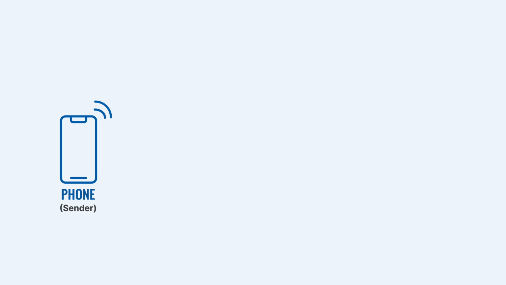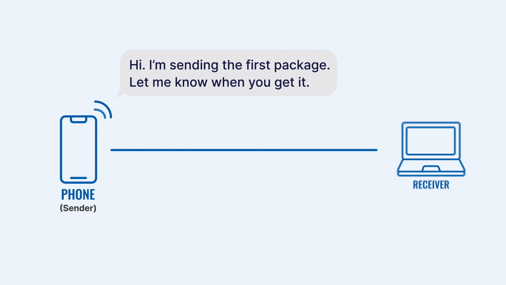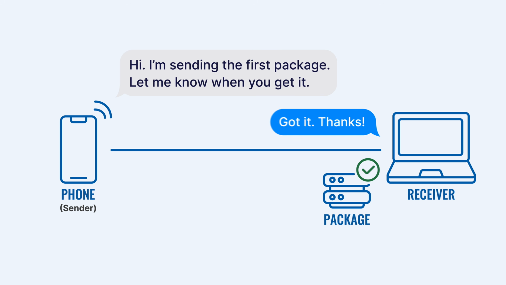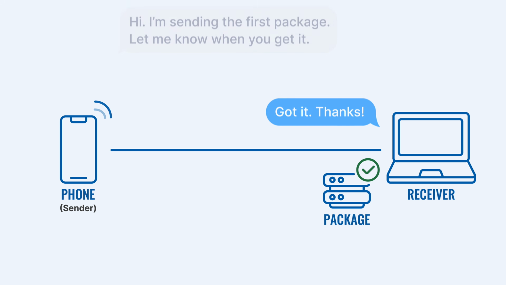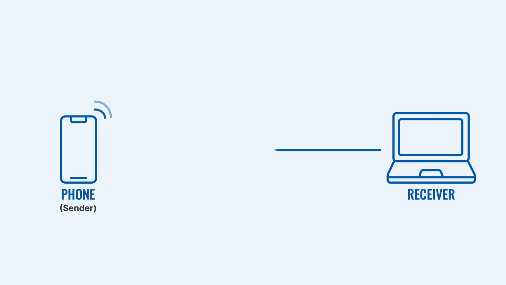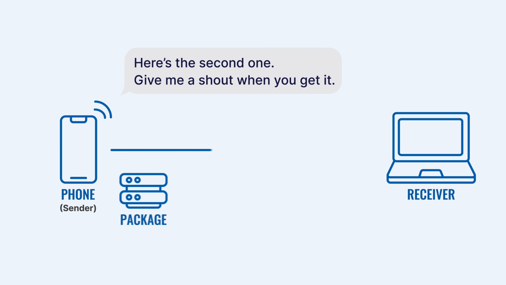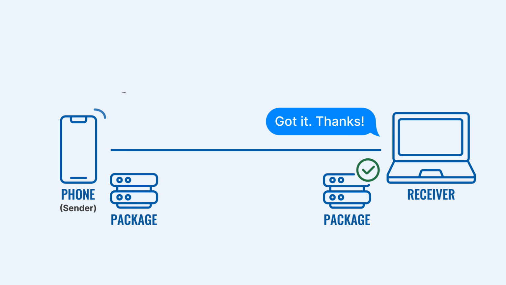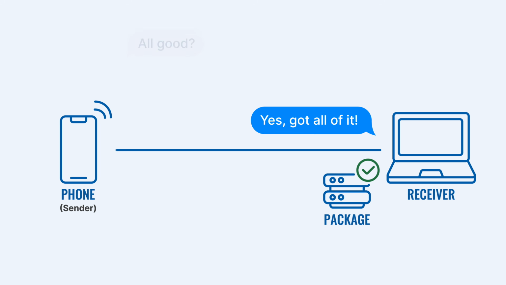For instance, a sender device gives the first packet of information to a server. When the server receives it, it provides a confirmation of that packet's reception to the sender. When the sender receives the confirmation from the server, it sends the second packet of information. It goes on and on until all packets of information are delivered successfully.